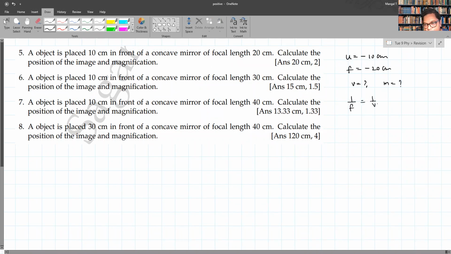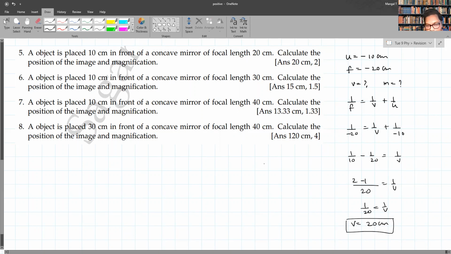So 1 by f is 1 by v plus 1 by u. This is minus 20 and this is minus 10. So this will be 1 by 10 and this is 20. This is 1 by v. The LCM is 20, 2 and 1. So this will be 1 by 20. Now you get v as 20 centimeter. Now m is negative v by u, that is negative 20 upon minus 10. So that will be plus 2.